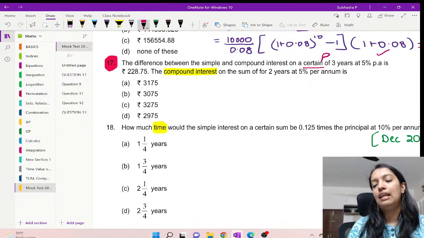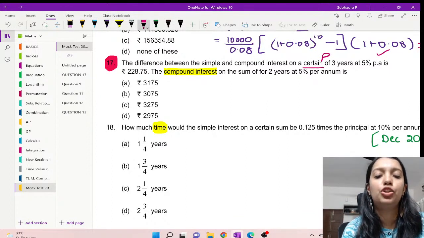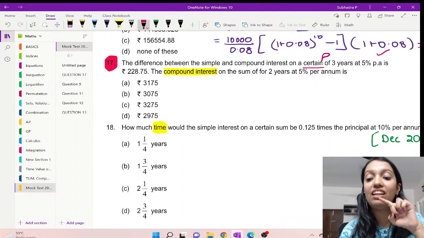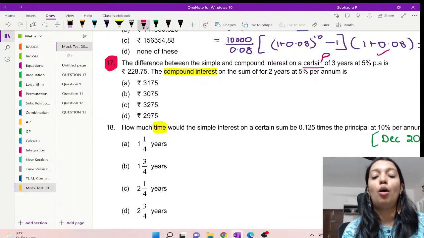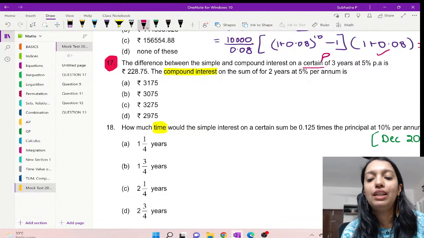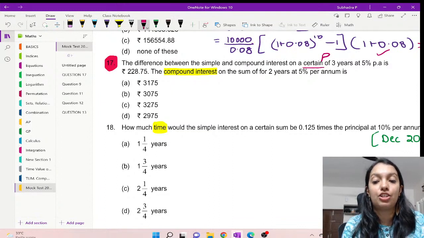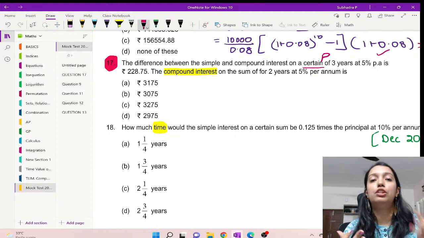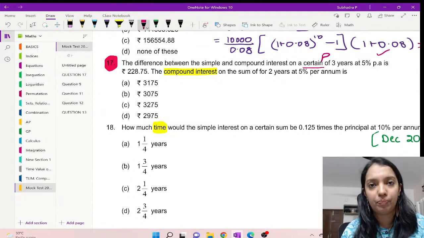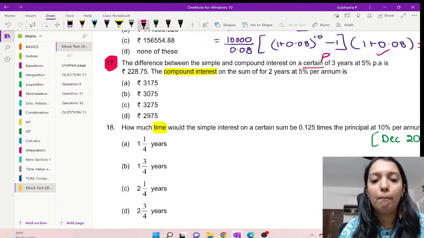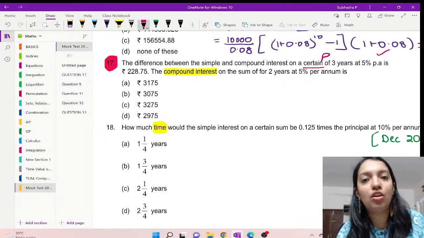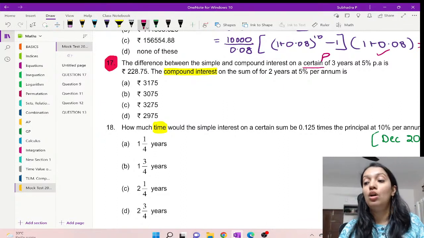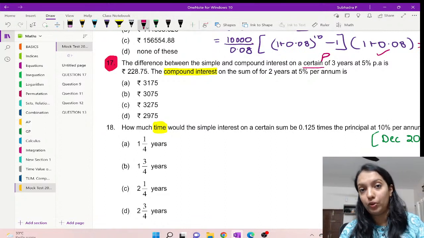Principal of 3 years at 5% per annum is 228.75. All of you add P in your question. The compound interest on the sum for 2 years at 5% is dash. Do we know the value of P? How do you find compound interest? P of 1 plus R whole power n. You require the P value. But in this question we don't know the P value. First we'll find the P value. Once we find that, we'll find compound interest.